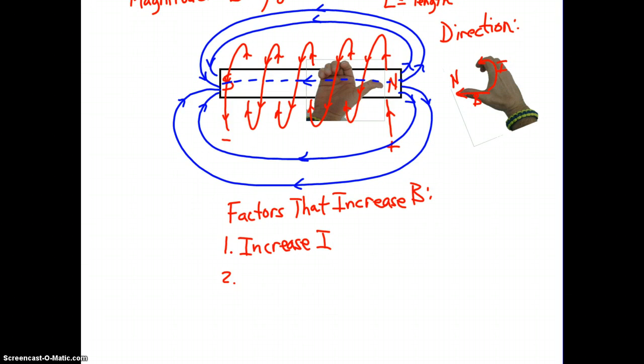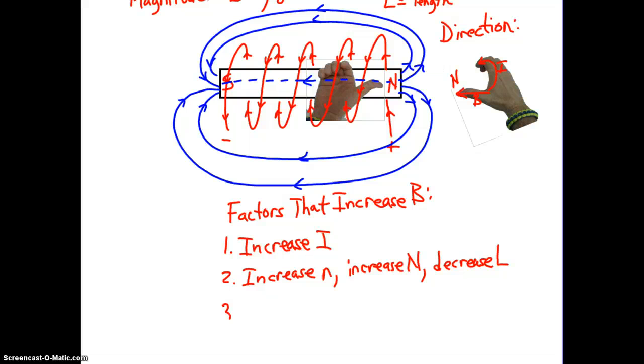A second way to do it, if you look at the equation, it should make sense, is to increase little n. The way to do that is to increase the number of turns, or take the same length of wire and decrease the length of the solenoid itself. So you want to increase the number of turns per unit length, and you can do that by using a longer wire to get more turns, or by using the same length of wire and decreasing the length of the solenoid itself.